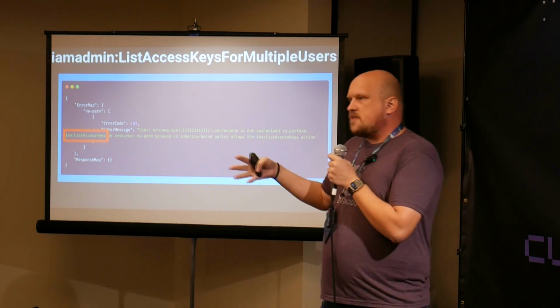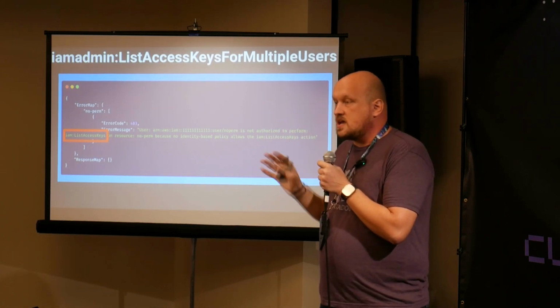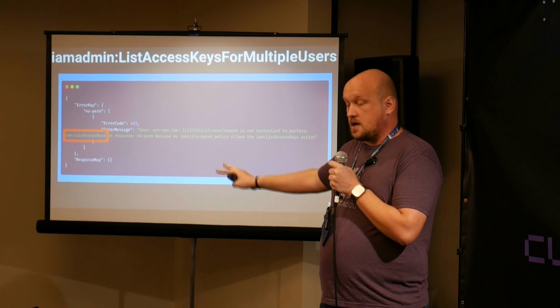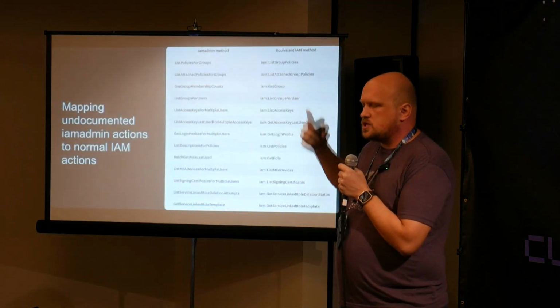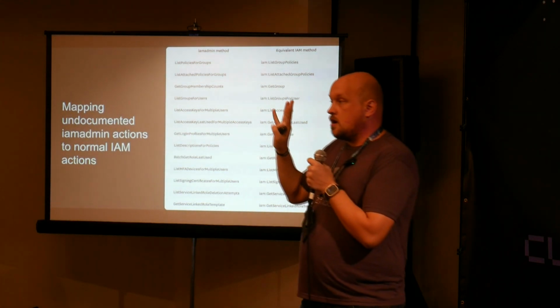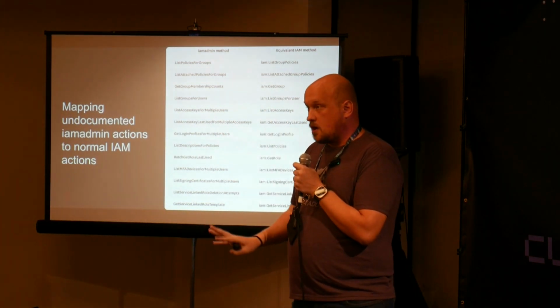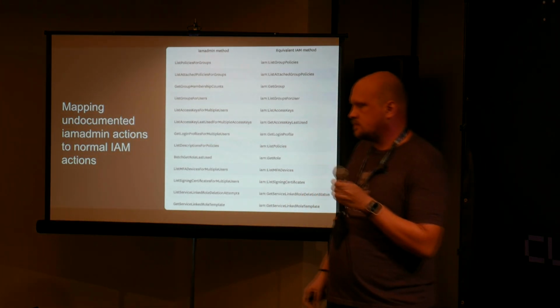And so it's through this method of using an undocumented API, sort of as a proxy, that we can invoke normal APIs. And of course, if we repeat this process for all of the operations we found in the previous step, we're able to create a map between the undocumented IAM admin operations and the documented IAM ones.